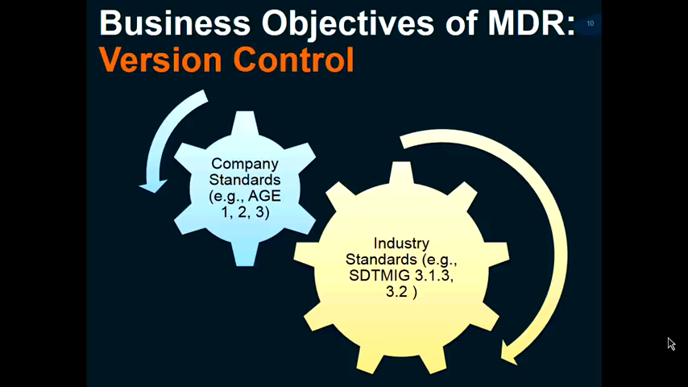And one of the hardest things about standard management is version control. So using MDR, we could keep version control on company standards and industry standards. We could do it separately or combine those two standards together to make new versions.